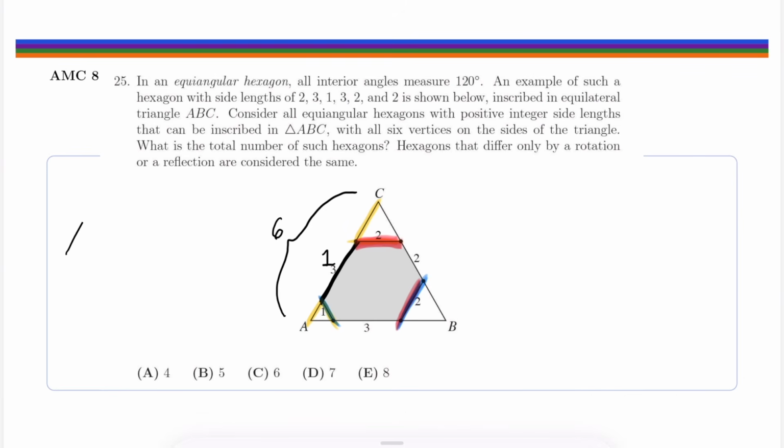Okay, so I'm going to draw my first triangle. And to make sure that we don't overcount, I'm always going to make sure that this is my greatest side length, that this side length is less than or equal to this side length, and that this side length is less than or equal to this side length. Okay, so the smallest possible side length that we can have is 1, which means that this length is 1 and this length is 1.